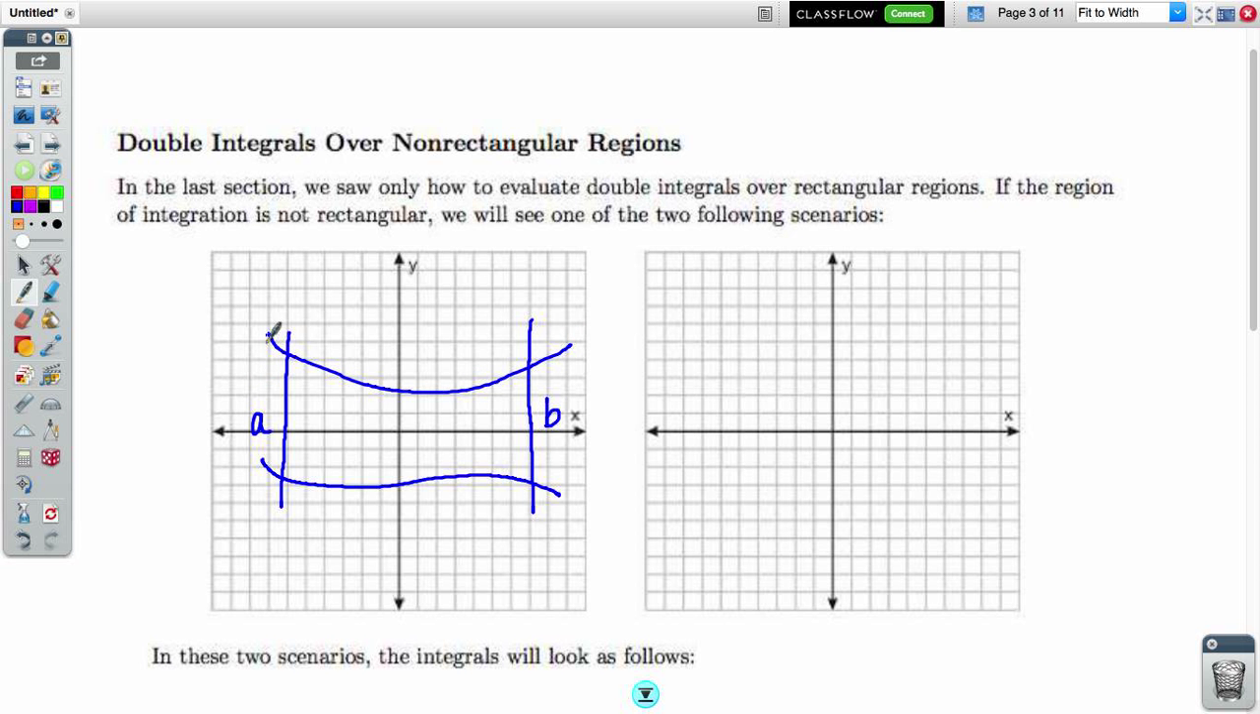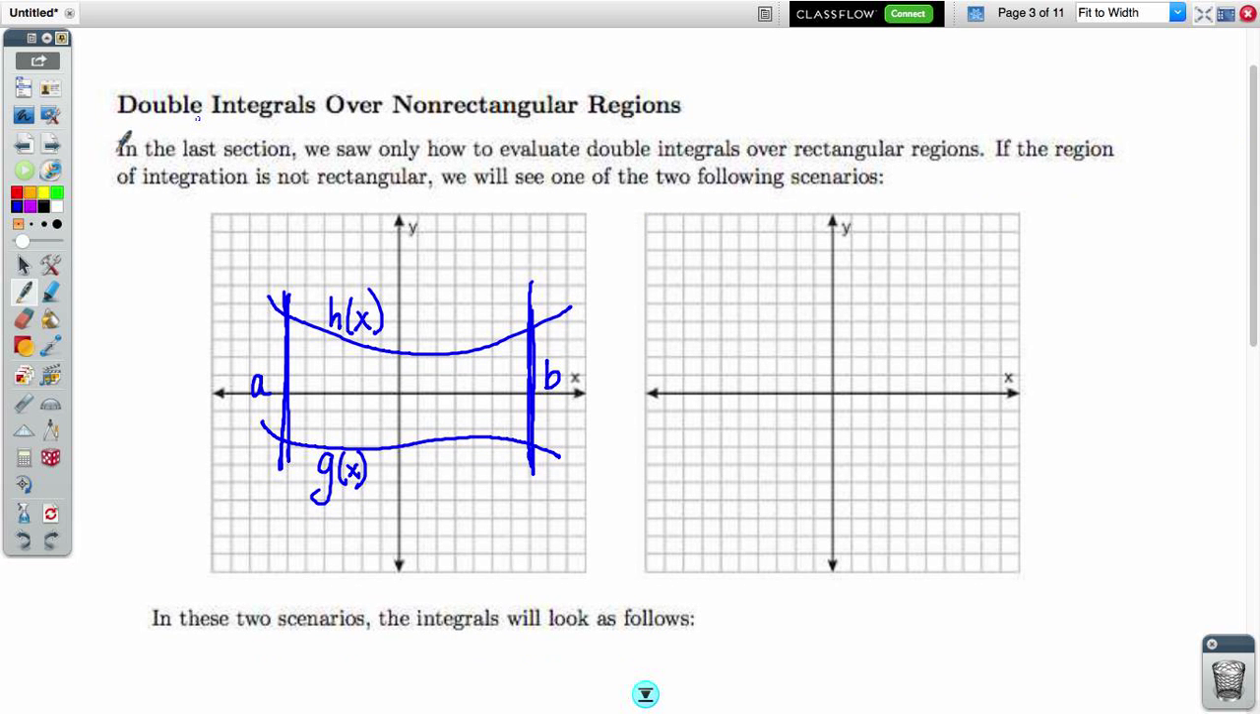So the y-axis maybe has some functional limits. I'm going to call them g of x on the bottom and h of x on the top. So our region maybe looks something like this, but the important thing to observe is that the x limits are just regular old numbers. There's nothing curvy going on here. That's scenario number one.